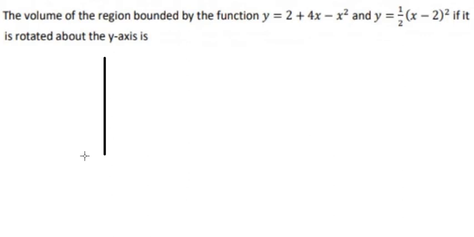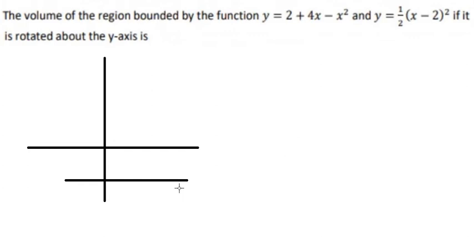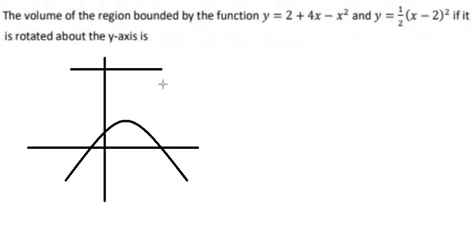First, we need to graph the functions. The graph of y equals 2 plus 4x minus x squared should be like this. The next one, y equals 1 over 2 times (x minus 2) to the power of 2. The graph should be like this.